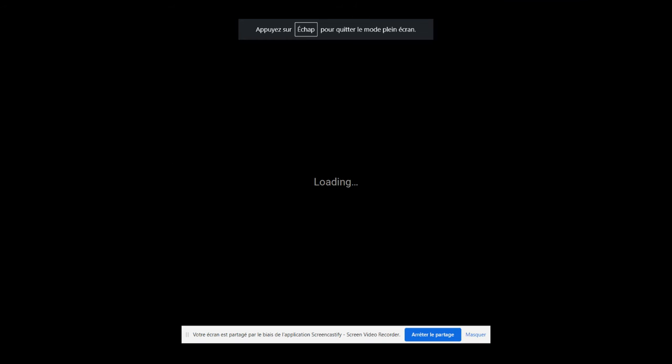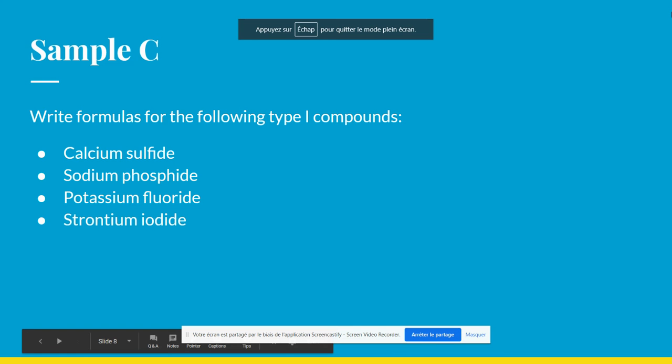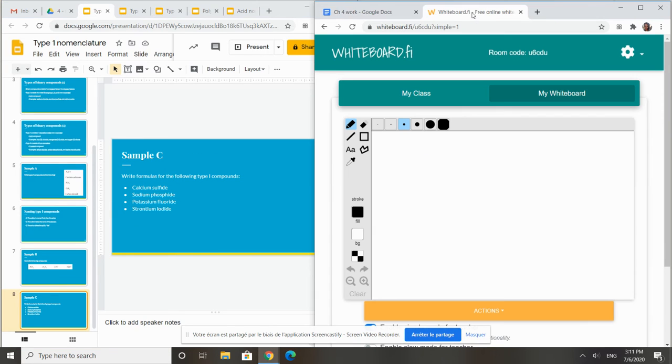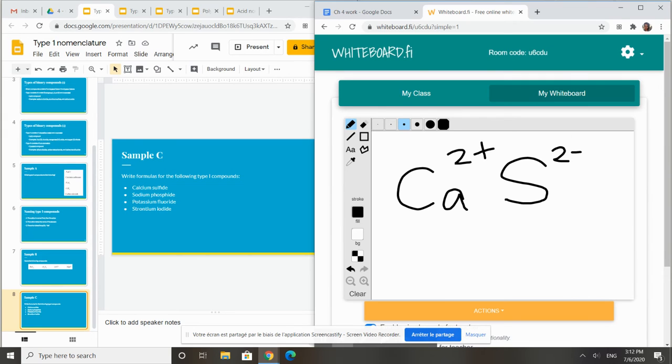And now let's take a look at the opposite, where you have the name and you want the formula. This is where a lot of students like to do that sort of trick with the crisscrossing in the periodic table. I'll show it for a couple here. So I've got calcium and sulfur. Because calcium is in group 2, it tends to take a charge of 2 plus. And because sulfur is in the 6th group, it takes a charge of -2.